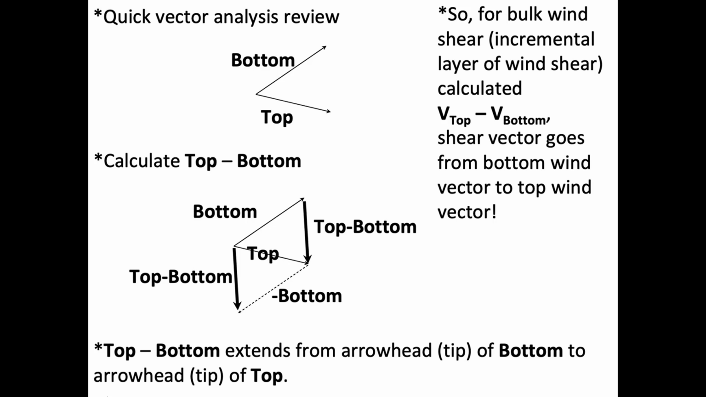So to compute bulk shear, we can compute this in any layer we want, a fixed layer like 0 to 6, but to some degree that's arbitrary. There are physical reasons for it. But we can do this for any layer of vertical wind shear. That incremental layer of vertical wind shear is just computed as extending from the bottom vector to the top vector. That vertical shear vector always will go from the tip of the bottom vector to the tip of the top vector.